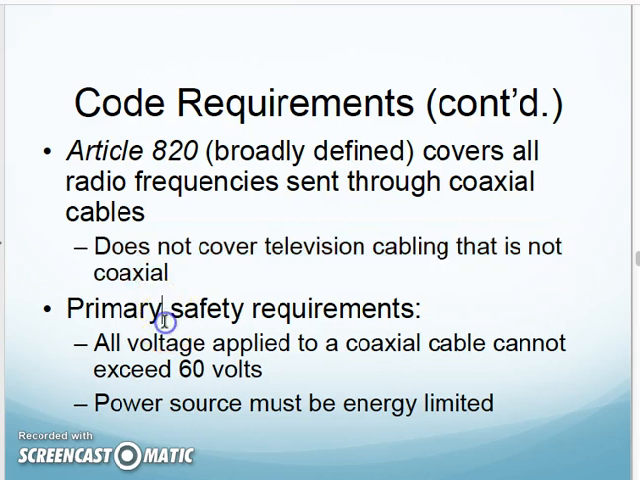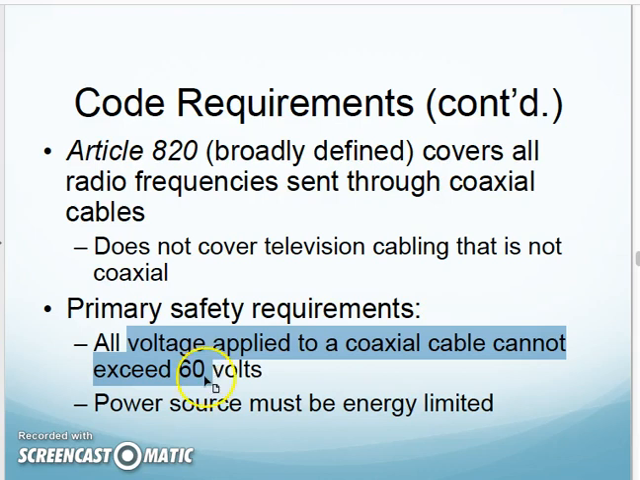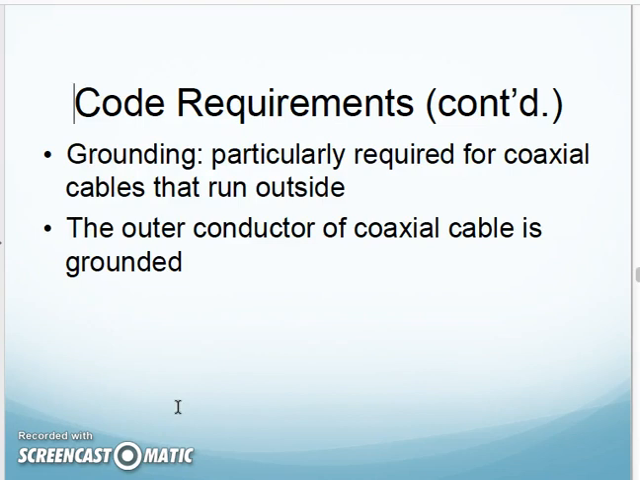The primary safety requirement is making sure the voltage levels across there do not exceed 60 volts. It's not meant to really carry any kind of current, just enough of a signal for the television signals coming to your house. Power source must be energy limited, absolutely. And they do need to worry about grounding, particularly as that coax cable comes in from the telephone pole to your house. That piece needs to be grounded because of surges and lightning storms and that sort of thing.